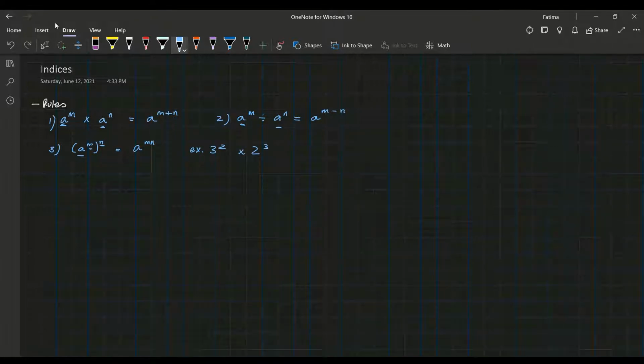A lot of mistakes candidates make is that they assume you can multiply the bases and then add the powers. So what they would do is 3 into 2, which gives you 6, and then 2 plus 3. So you end up getting 6 to the power 5. But that is in fact incorrect. It is not right to do this.